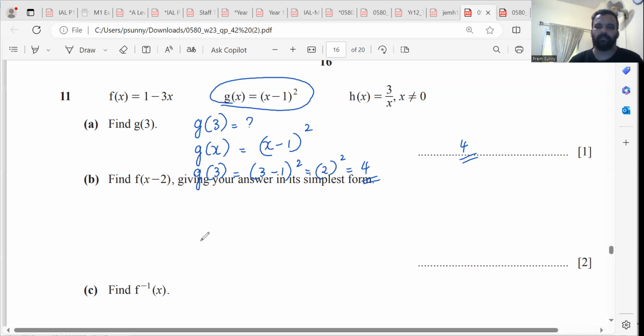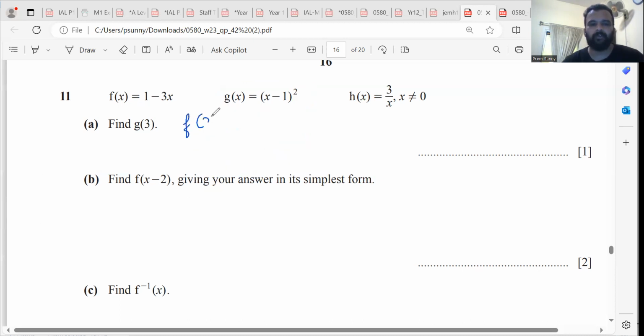Now, for the second part, find f of x minus 2. We know f of x. f of x is 1 minus 3x. What we need is f of x minus 2. So wherever we have x on the right hand side, I have to replace it with x minus 2. Simple as that. So this will become 1 minus 3, and instead of this x, I need to replace it with x minus 2.